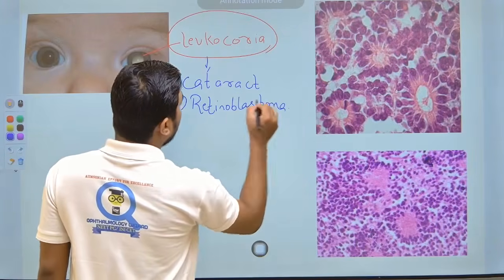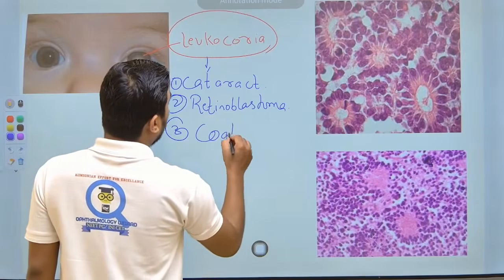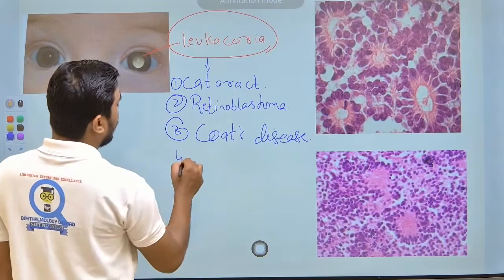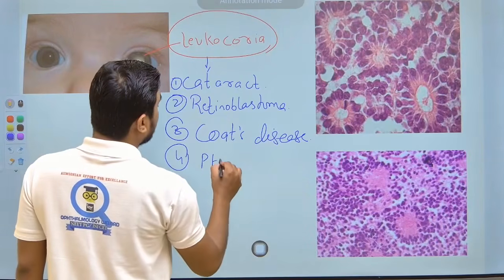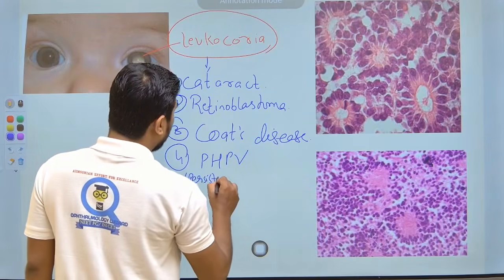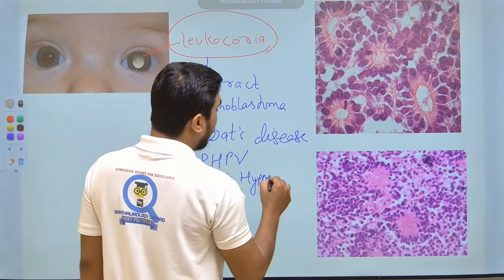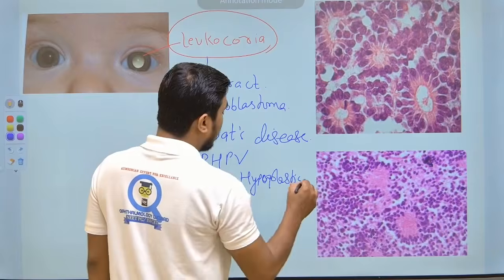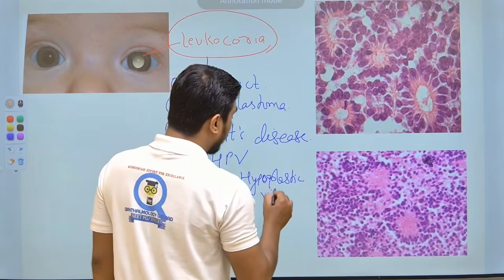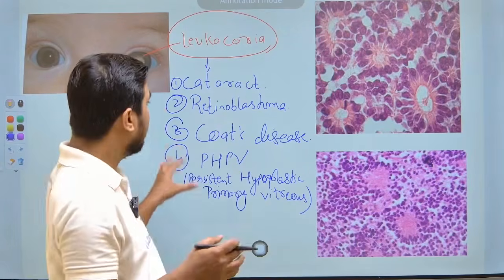retinoblastoma, right? The third important cause is Coats disease. The fourth important cause is PHPV, means persistent hypoplastic primary vitreous, right? So there are so many other causes, but these important causes you have to remember.